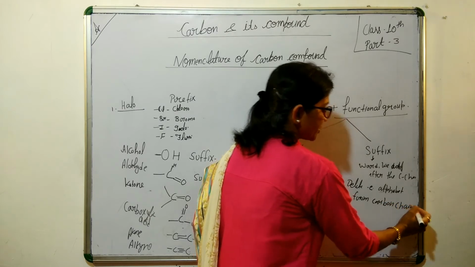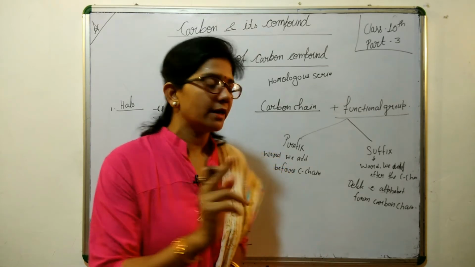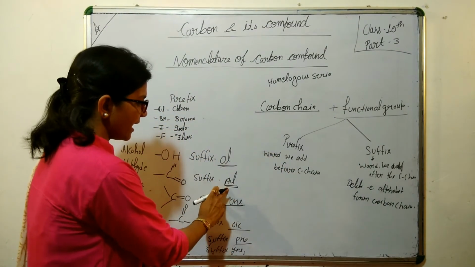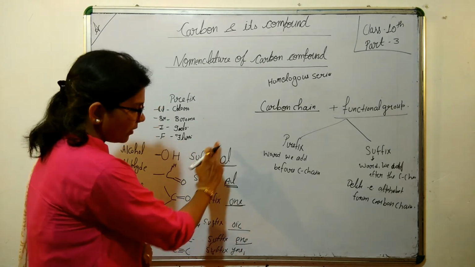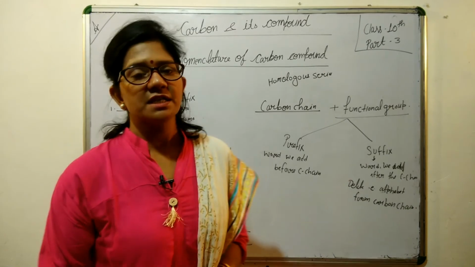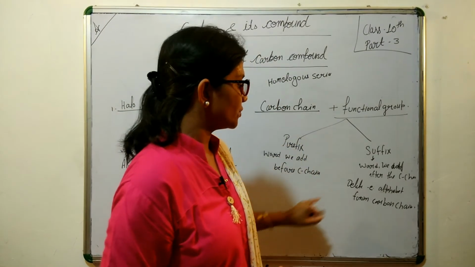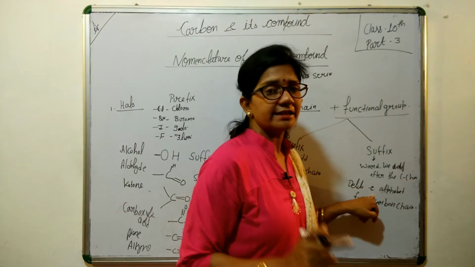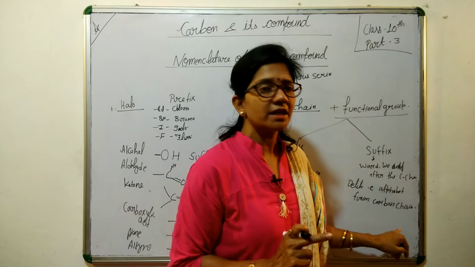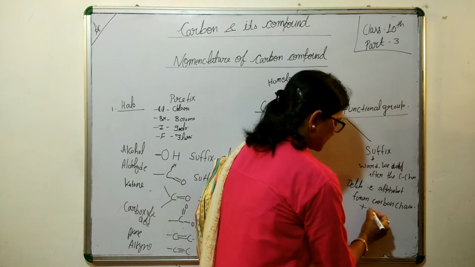But the condition is that if the suffix starts with a vowel, let's see: al, ol, one, oic, ine. So in all these cases we have seen that it starts with a vowel. So what we have to do, if we want to add this suffix, we have to delete the E alphabet from the carbon chain, and then we will add the suffix.